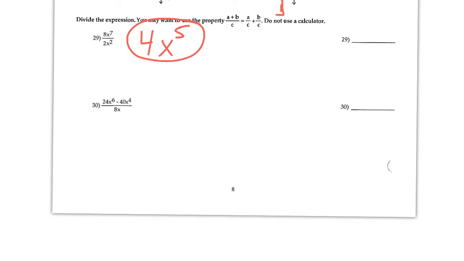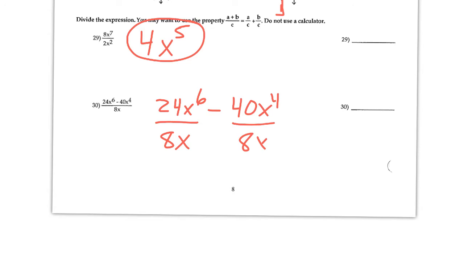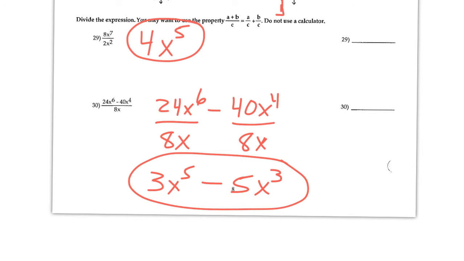Now on 30, we're going to split it into 2 different fractions. That would be easier than long division ever would be for this particular case. So it's 24x to the 6th over 8x, and it's also minus 40x to the 4th over 8x. Therefore, we can do the same thing we did on 29 to both of these fractions. 24 divided by 8 is 3, and x to the 6th minus an x to the 1st would be x to the 5th, minus 40 divided by 8 is 5, and x to the 4th, take away an x, is x to the 3rd. So there is our reduced answer to 30.